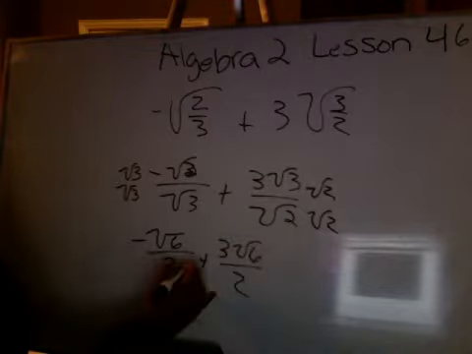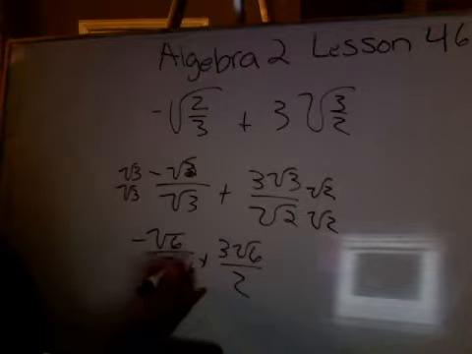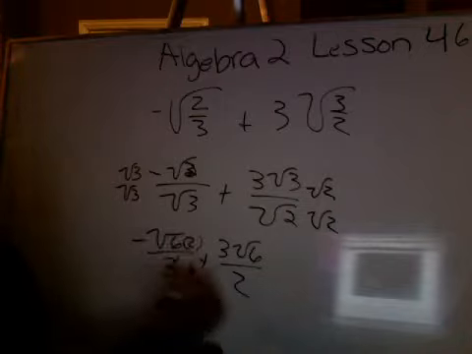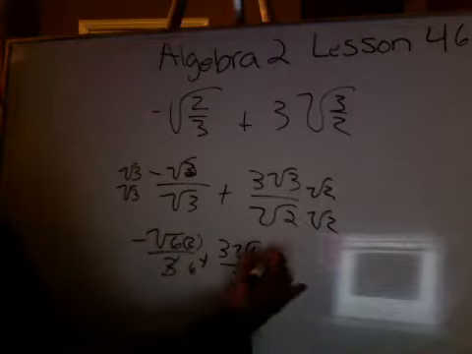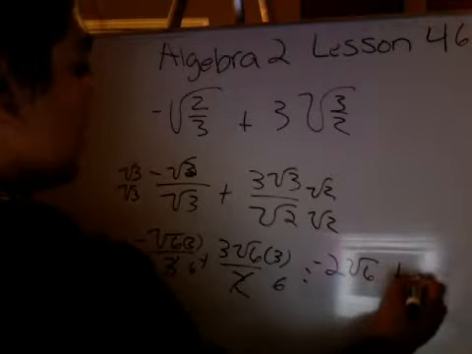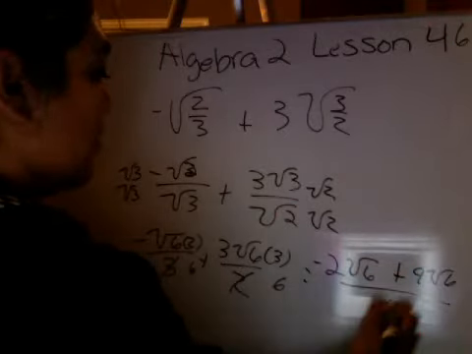Then we got to get a common denominator, which is 6. So we multiply this by 2. And then this is 6. We multiply this by 3. So then we get negative 2 square root of 6 plus 9 square root of 6 all over 6.